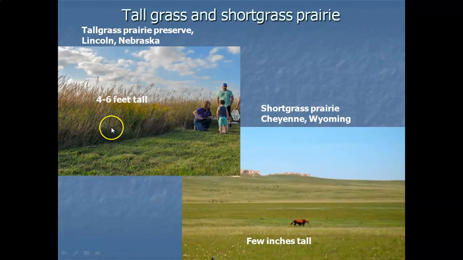I just want to kind of show you that. Here in Lincoln, Nebraska, you find some nice tall grass prairie, and this is a park, and so they've kind of cut the grass so you can walk around in it. But here's some nice tall grass prairie. And then at the base of the Rocky Mountains in Wyoming, the rain shadow, this is some short grass prairie in Cheyenne, Wyoming. So you can definitely see the difference.